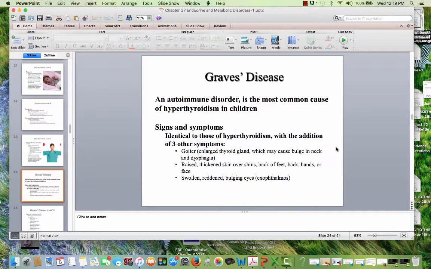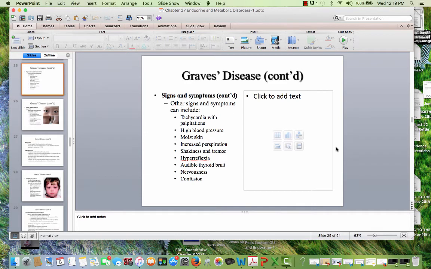goiter, an enlarged thyroid gland, which may cause a bulge in the neck and difficulty swallowing; raised, thickened skin over the shins, back and feet, back of the hands or face; and swollen, red and bulging eyes as well. Some other signs and symptoms may include physical restlessness, fatigue, tachycardia, high blood pressure, increased perspiration, increased appetite, weight loss, difficulty sleeping, tremors, heat intolerance, really fine, thin hair, systolic murmurs, absence of their normal menstrual cycles, and mood changes or irritability.